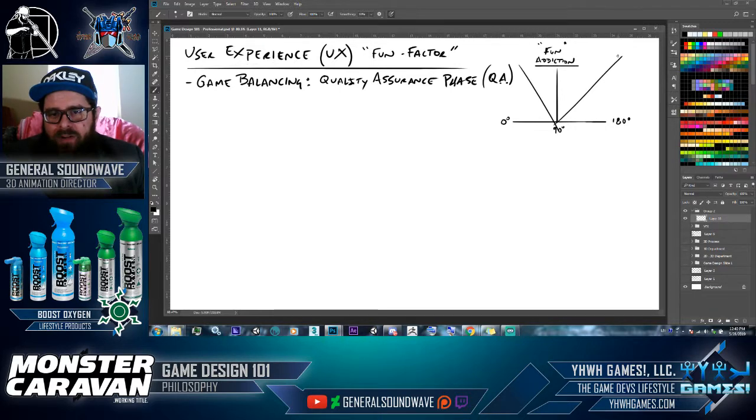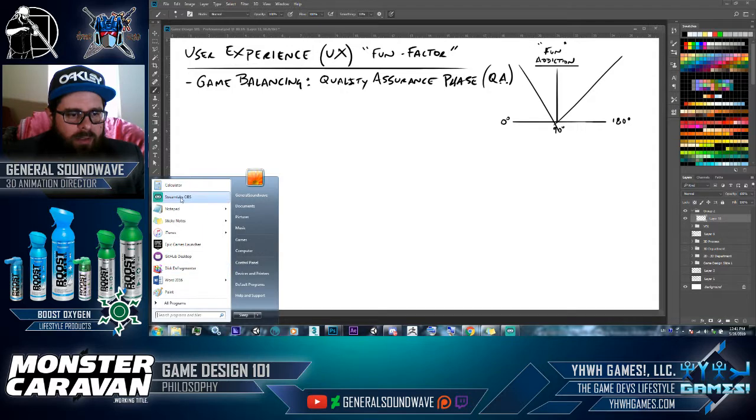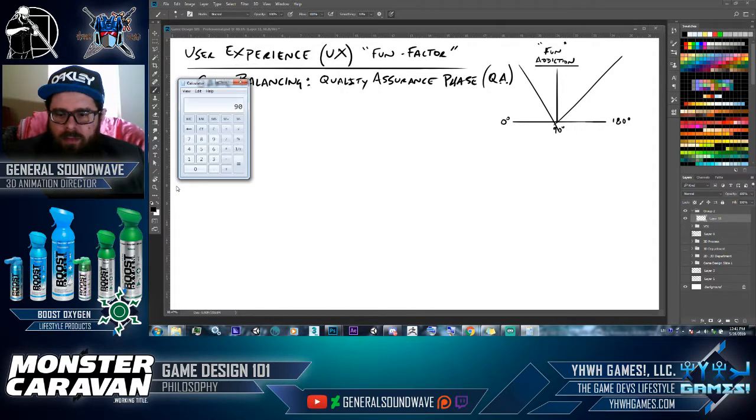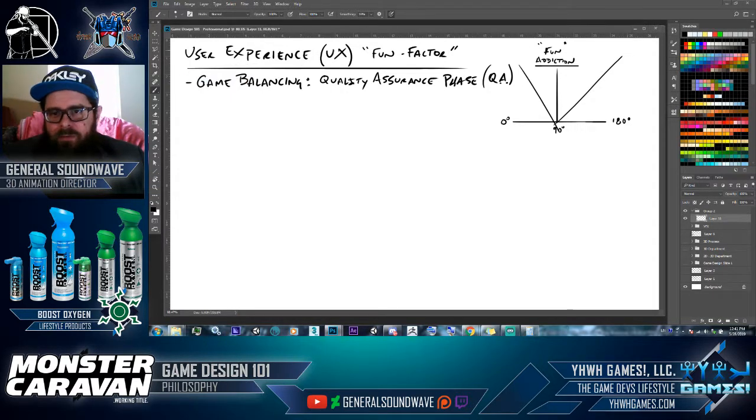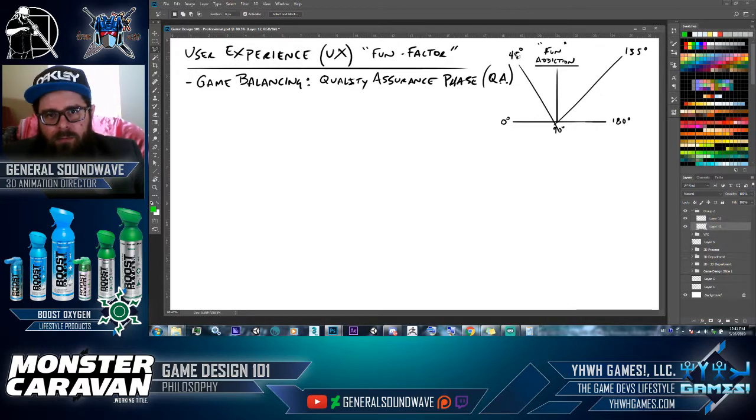So let's say our 45-degree angles. I guess that's 45 and 90. I don't remember what that math is. Just look it up real quick. 90 plus 45 is 135. So let's say this is 135. And this is 45. So this area in here, this is what I would consider fun. Something along those lines. So let's just go ahead and do a fill. Something in there. Okay.